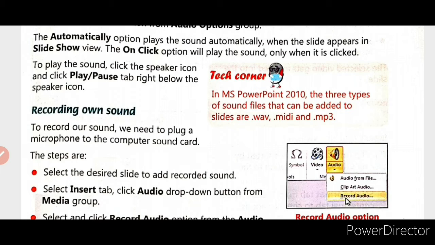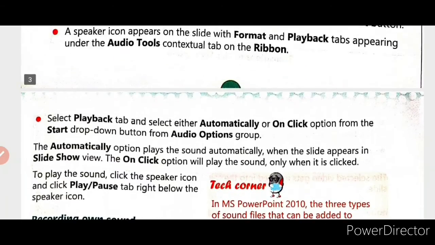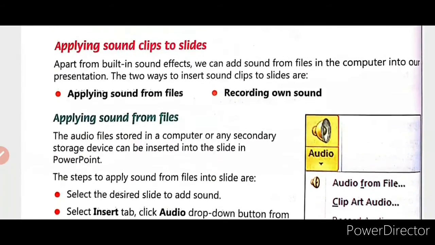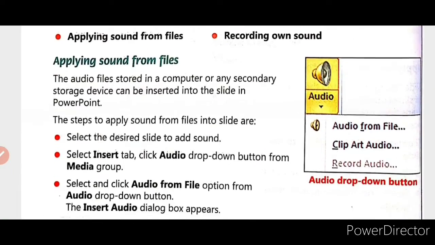The three types of sound files that can be added to slides are .wav, .midi and .mp3. These are the extensions. Three different sound files can be added. These are the only file extensions accepted by MS PowerPoint 2010. So this is the first method to apply sound from files into the slide.